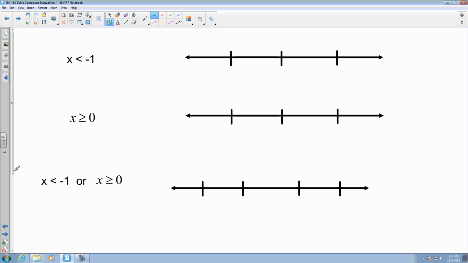Now let's take a look at an or statement. So let's say I have x is less than -1. We know how to graph this. We have 0, we have -2. This is an open circle, and it's shaded to the left. We have x is greater than or equal to 0. So I have 0, I have 1, and I have -1. This is a closed circle, and it's opening up to the right.